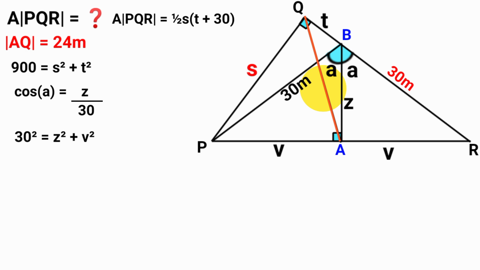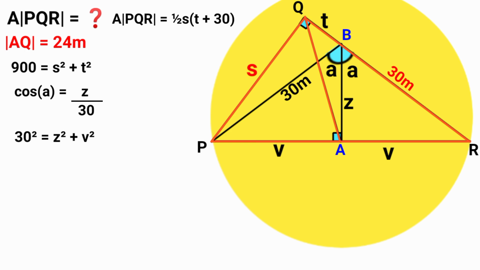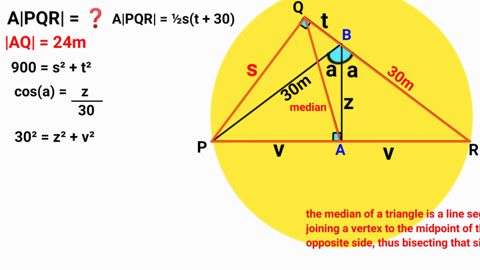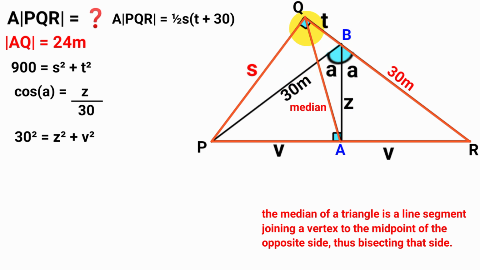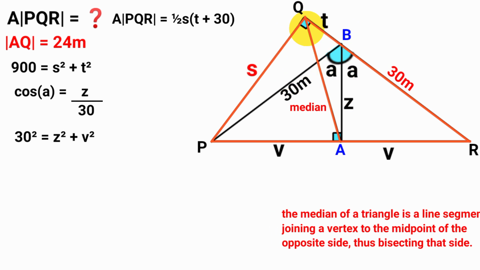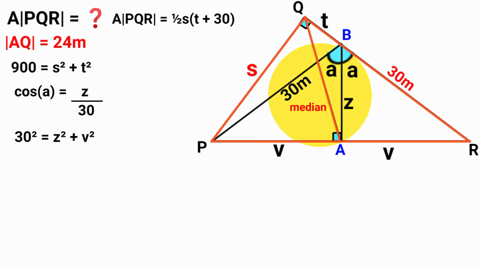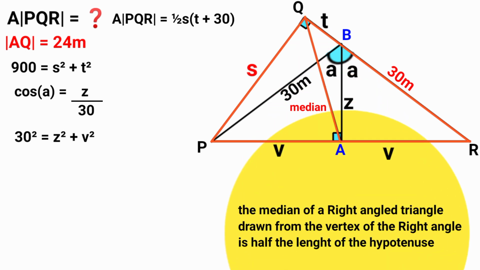Now look at this line AQ. It bisects this side PR of triangle PQR. That means it is a median of triangle PQR. We can see it is drawn from this vertex here, which is the vertex of the right angle. There is a rule that if the median of a triangle is drawn from the vertex of the right angle, the length of the median will be half the length of the side it bisects. That is, the length of this median will be half the length of this side PR. This V is the length of this segment AB, which is obviously half the length of line PR. So therefore, the length of this median will also be V.